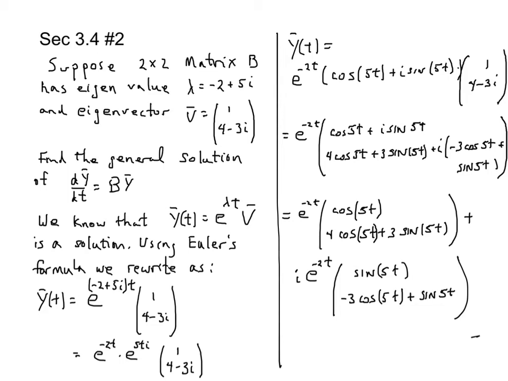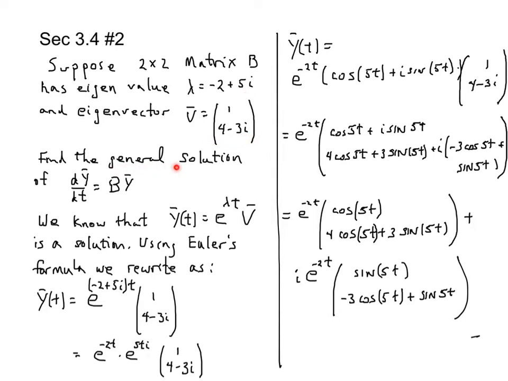This is a discussion of problem number 2 from section 3.4. It was not one of the assigned homework problems, but it's very similar to number 1, so I thought this would be a good example so you would feel more comfortable with number 1. We're not told what the matrix B is, but we're told that it has a complex eigenvalue and a complex eigenvector. If you have a complex eigenvalue, you will, of course, have a complex eigenvector.